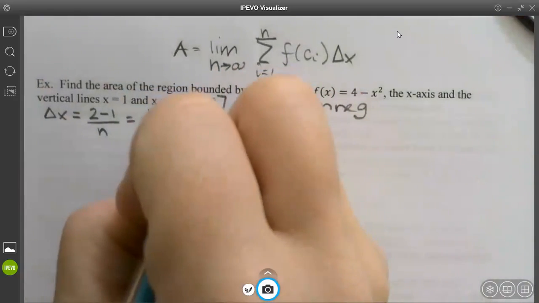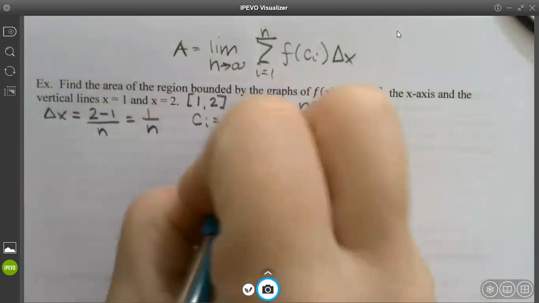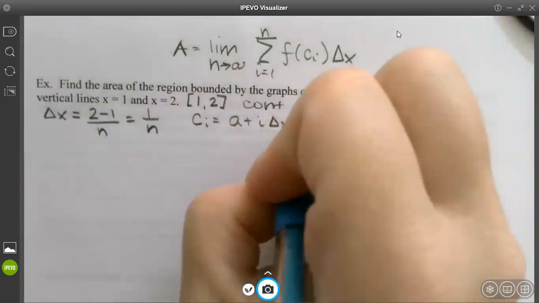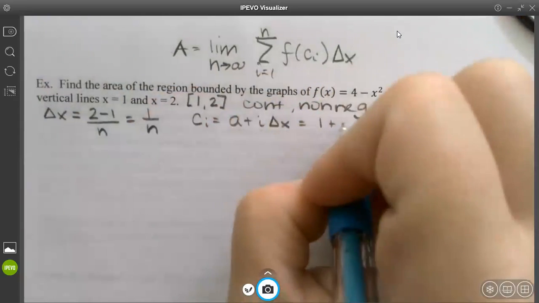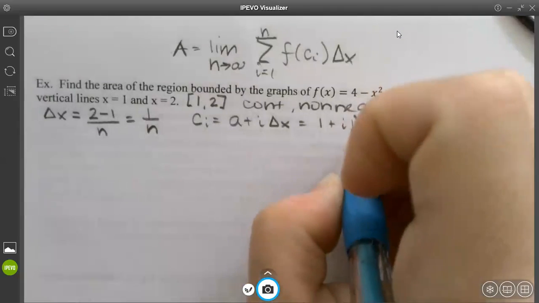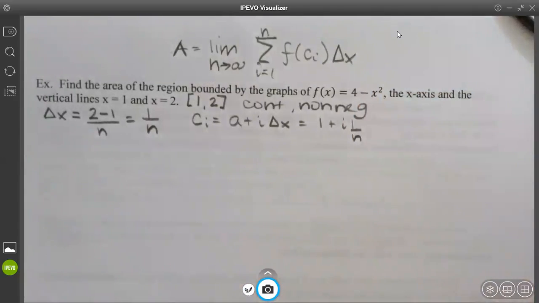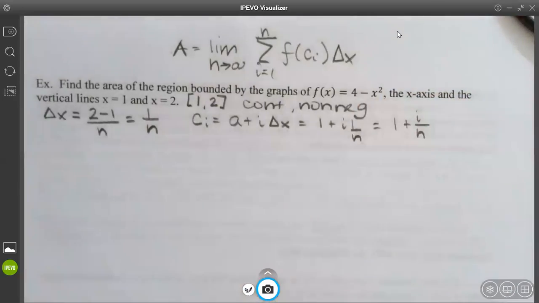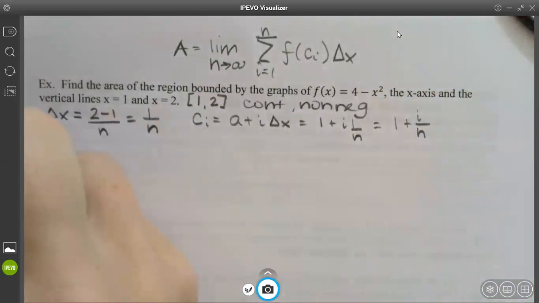How do I find c_i? A plus i delta x. What's our A? 1. So 1 plus i. What's our delta x? 1 over n. So it equals 1 plus i over n. That also makes it more complicated. Everybody understand that? So now we're going to start our area.